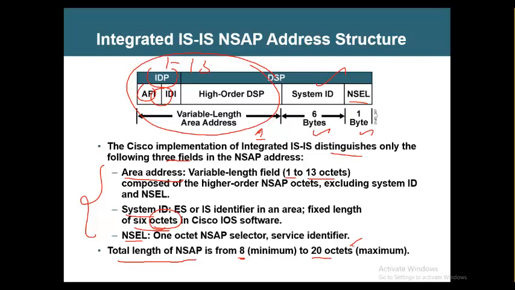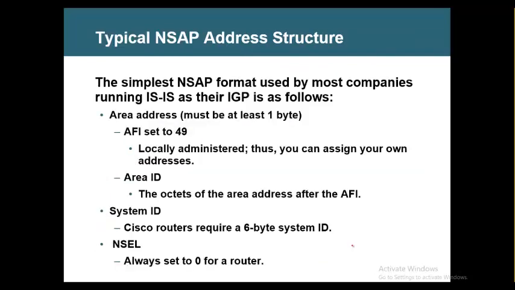So area ID can be between 1 to 13 bytes. If it is only 1 byte, then the total length is going to be 8. If you use all 13 bytes of area, then it is going to be 20. NSAP address will be 20 if you use all 13 octets of area.